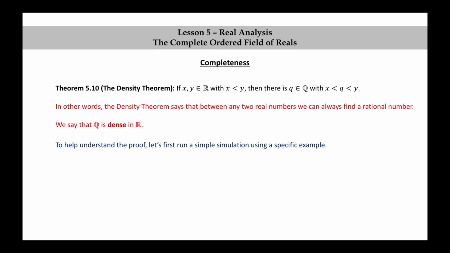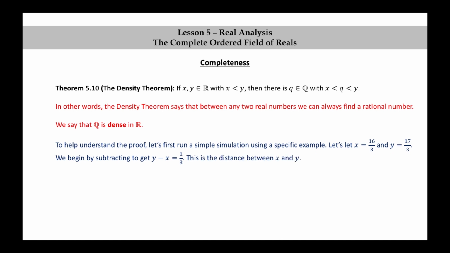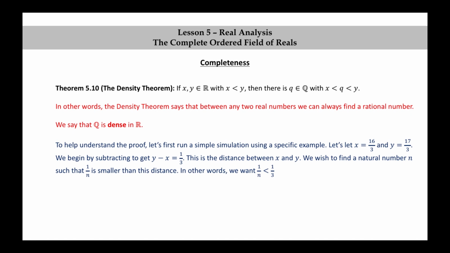To help understand the proof, let's first run a simple simulation using a specific example. Let's let x equal 16/3 and y equal 17/3. We begin by subtracting to get y minus x equal to 1/3. This is the distance between x and y. We wish to find a natural number n such that 1 over n is smaller than this distance. In other words, we want 1 over n less than 1/3, or equivalently, n greater than 3.